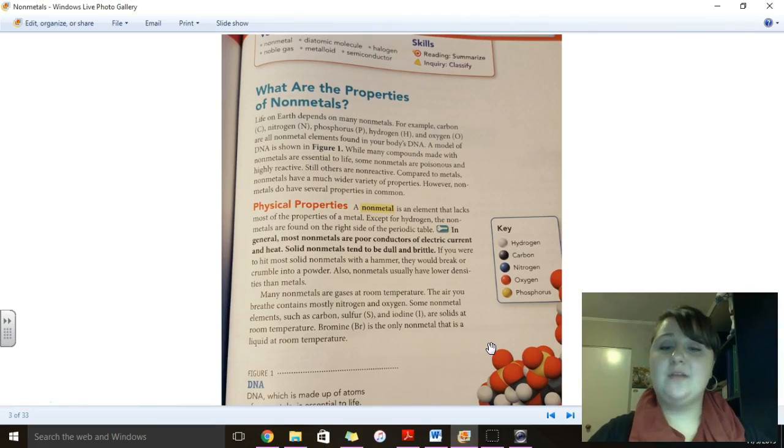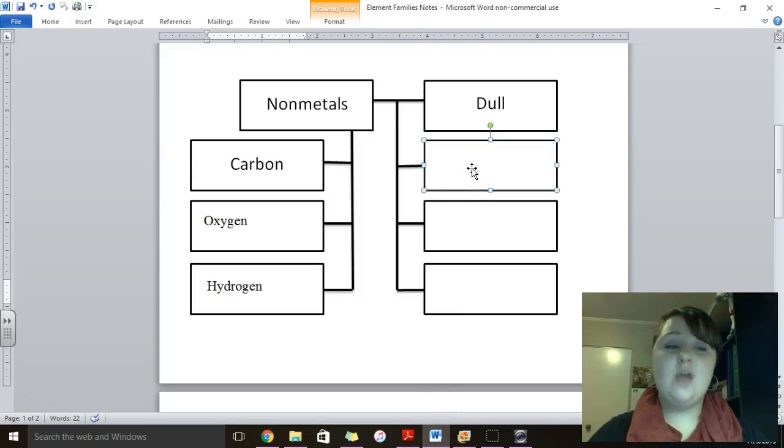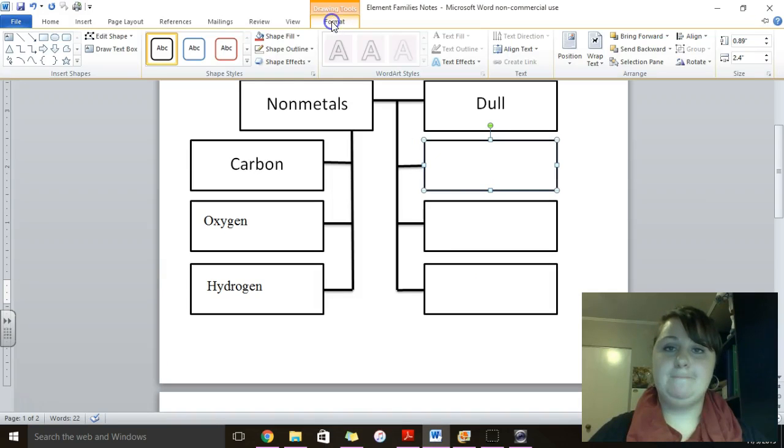Many nonmetals are gases at room temperature. The air you breathe contains mostly nitrogen and oxygen. Some nonmetal elements, such as carbon, sulfur, and iodine, are solids at room temperature. Bromine is the only nonmetal that is a liquid at room temperature. So let's go back. We already know that nonmetals are dull.